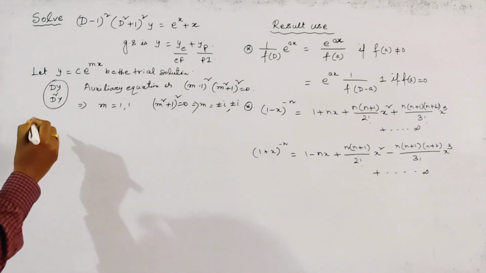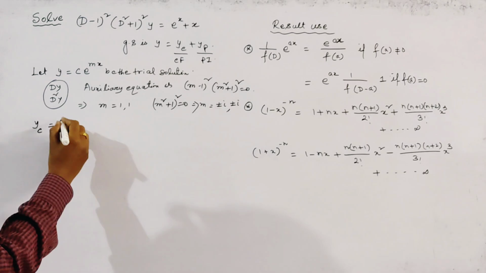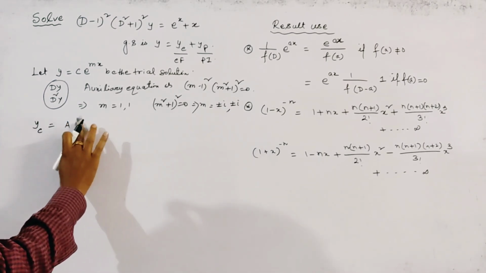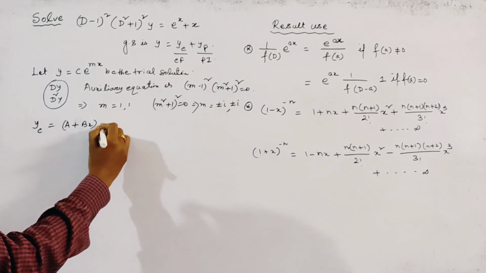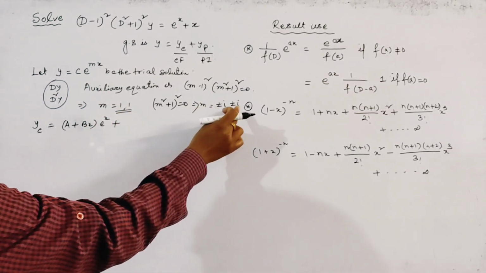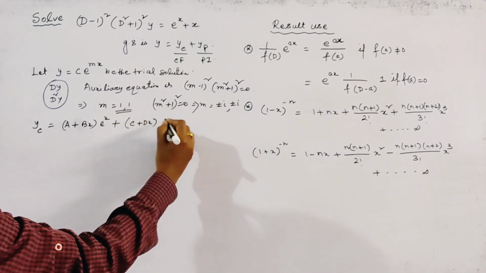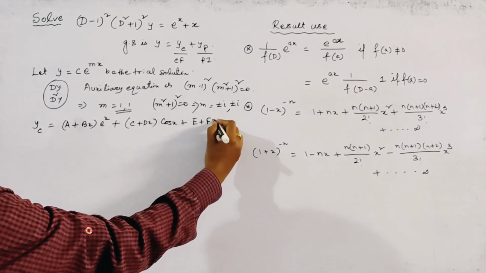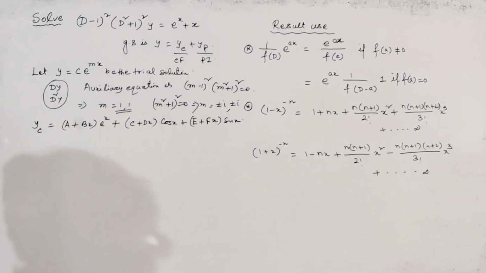So the complementary function, that is yc, is given by: a into e to the power x, since this is the repeated root, so a plus bx into e to the power x. This is for the real root. And for 4 imaginary roots, we get c plus dx into cos x plus e plus fx into sin x. So we get the complementary function.